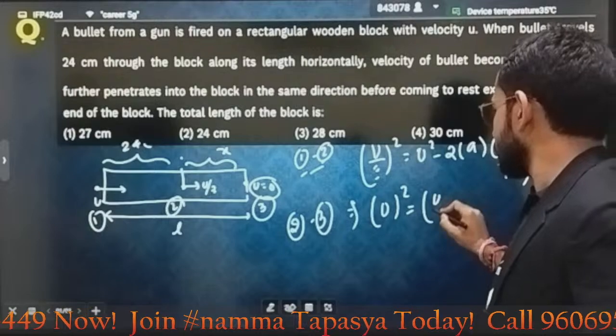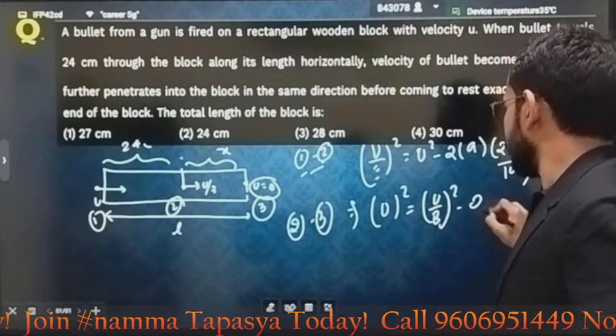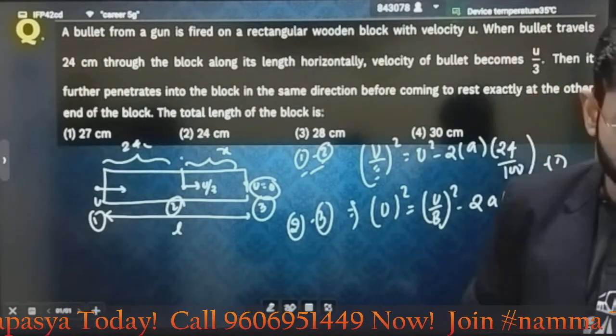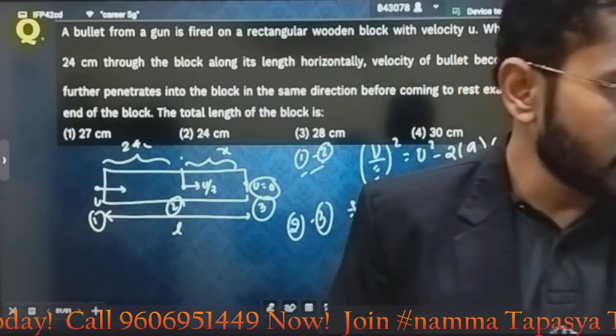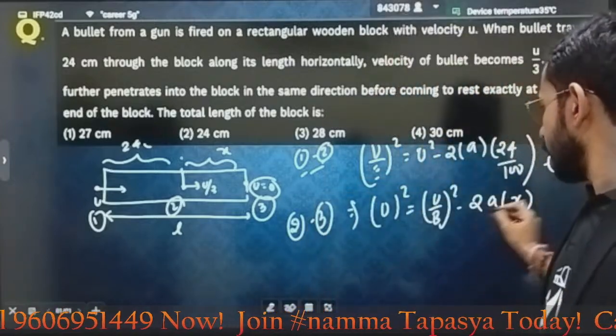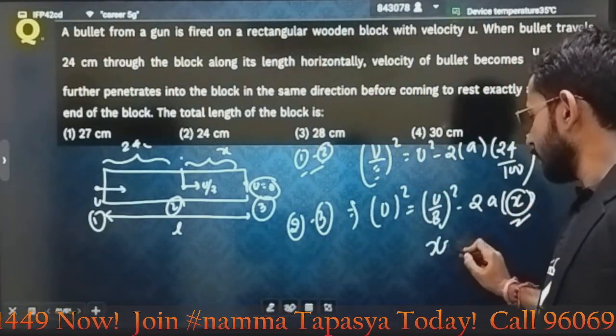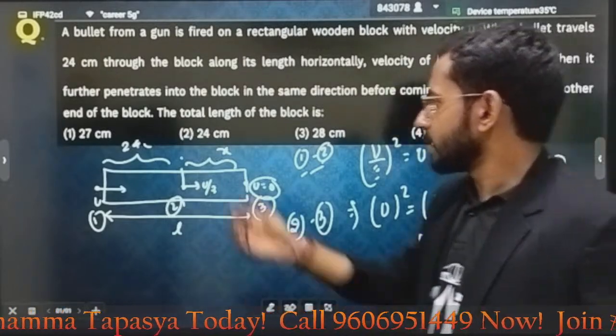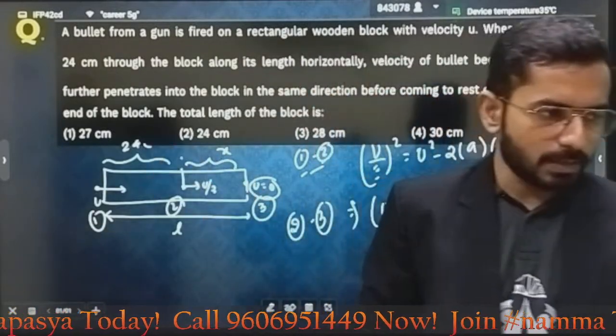Initial velocity, that is u by 3 square minus 2a, and the displacement is this time x. Correct? Displacement will be x. Now two equations you have, two variables also you will have, and when you solve it you will get x, and then add this x plus 24, that will be your answer.